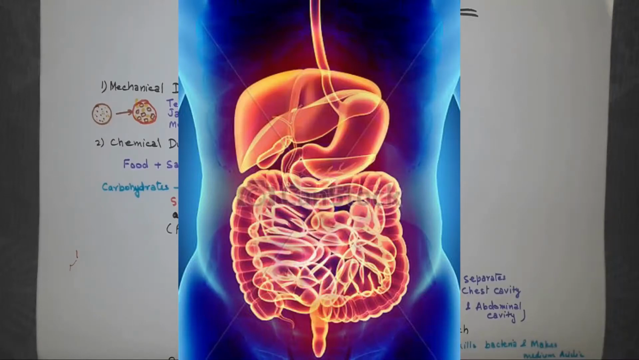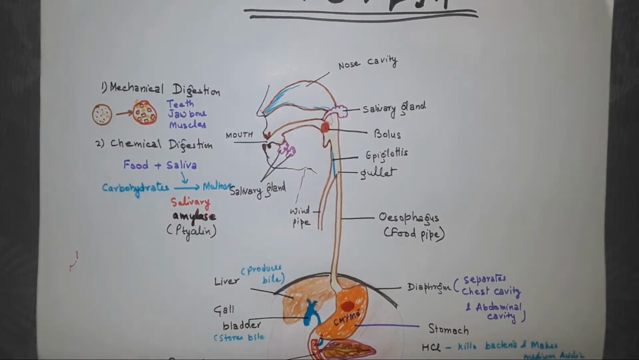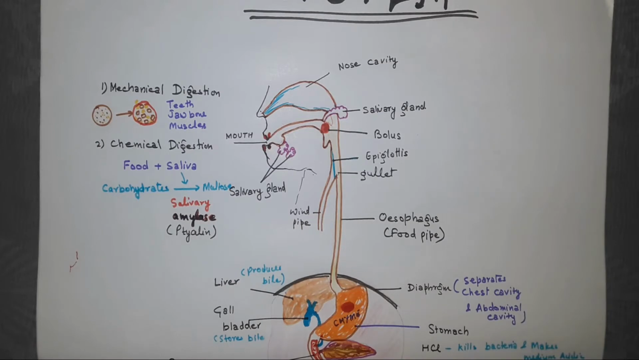Hello children. In this video I am going to explain to you about the human digestive system. In the previous video I had explained the organs present in the human digestive system. But this time I will explain how the digestion process goes on. Okay. First we will discuss the food that we eat.